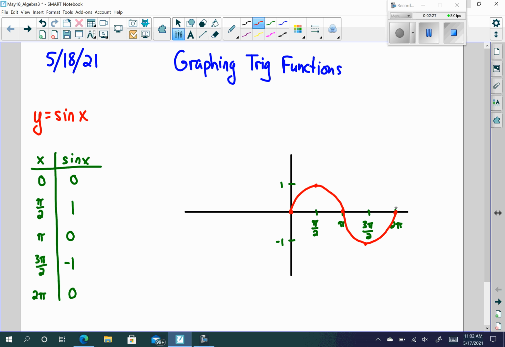Now the rest of the graph just repeats this cycle. So from 0 to 2 pi, we call this one cycle or one period of sine x. All of these are called periodic functions because they keep repeating. So we're actually going to continue this now off to the left without making a table. I'm just going to do the opposite here. Right about here will be negative pi over 2. Then we'll have negative pi, negative 3 pi over 2, and then negative 2 pi.